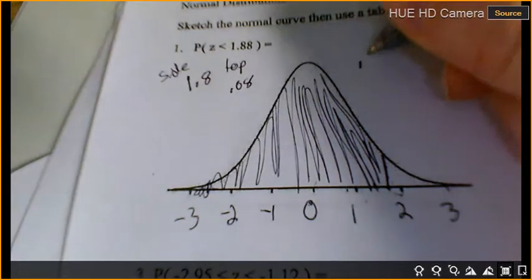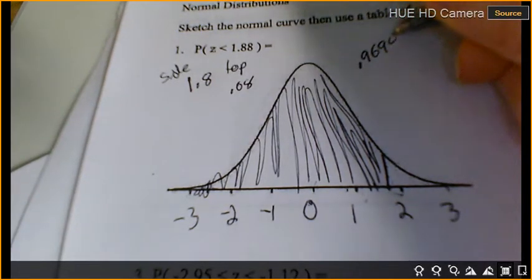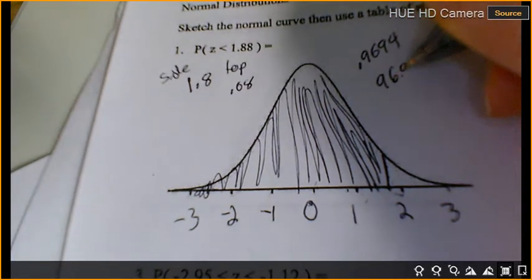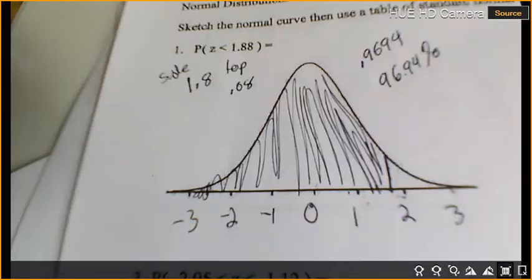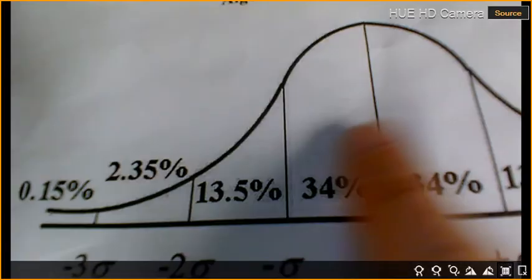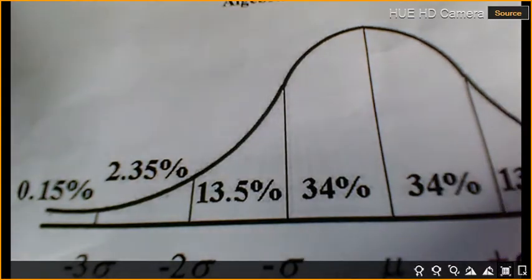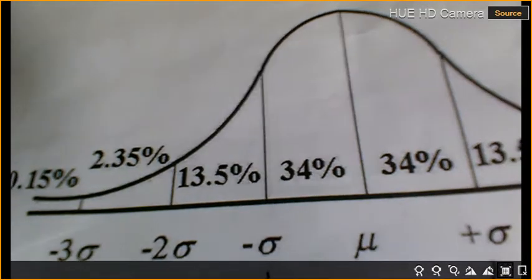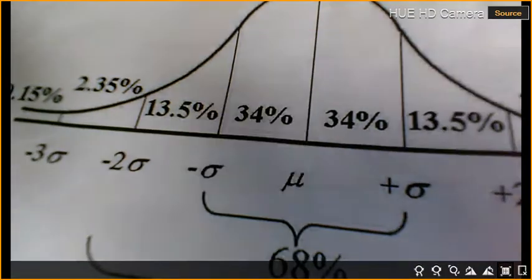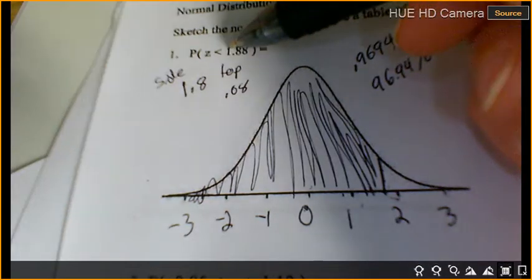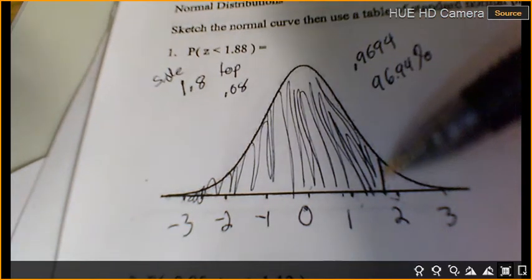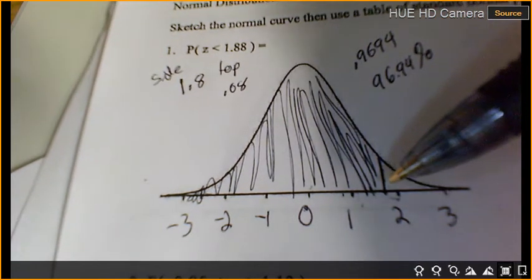0.9694, or 96.94%. Do you guys remember when we had empirical rule? I would just add up these percentages underneath it. But do you guys notice, this is 1 standard deviation, 2 standard deviations. I have a z-score of 1.88. So 1.88 does not stand for an exact standard deviation.